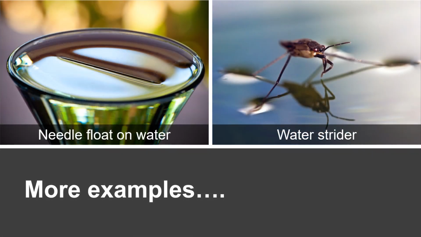Here are some more examples of surface tension, for example, how a needle floats on water and how a water strider can walk on the surface of the water.